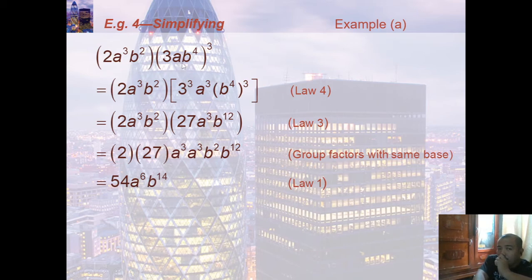Yeah, cube 3ab to the 4th first. That means you distribute the exponent 3 here: 3 cubed, a cubed, b to the 4th cubed. Then simplify: 27, a cubed, b to the 12th. Multiply it to 2a cubed b squared. First, we multiply 2 times 27, 54. Then for a, add exponents 3 and 3, 6. For b, add exponents 2 and 12, 14.